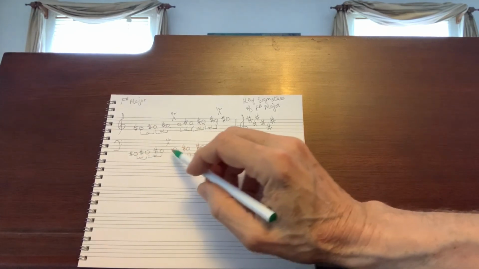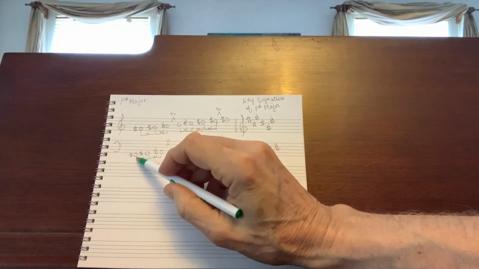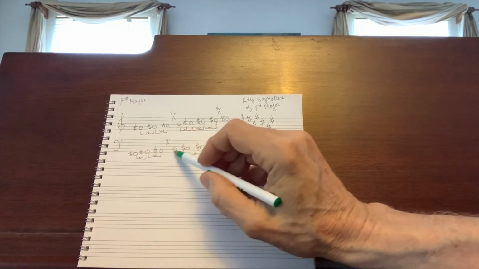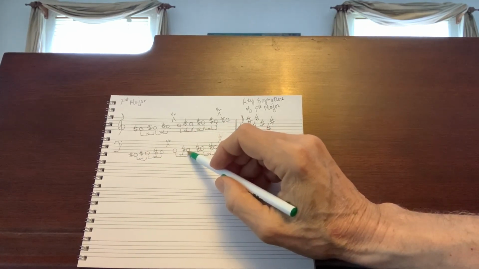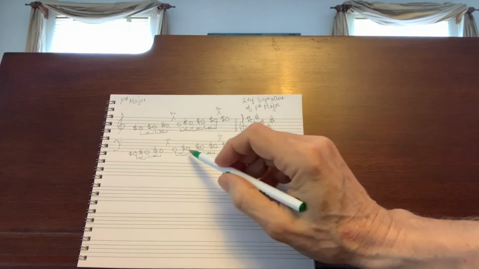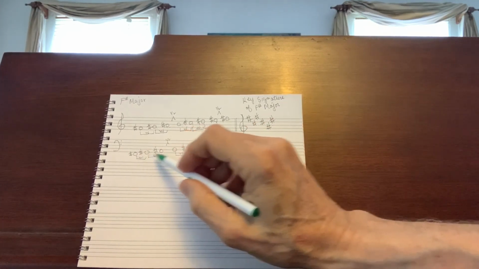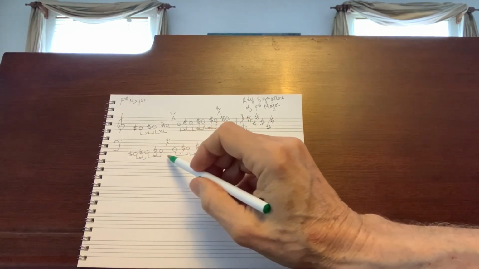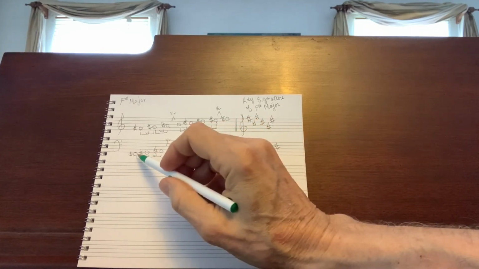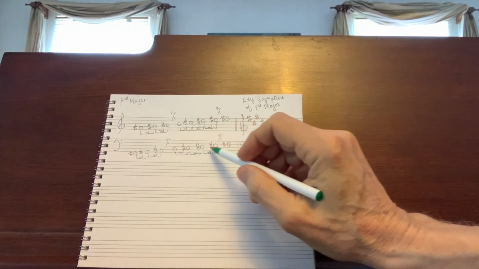Let's start with the first 4 without sharps. F, G, A, B. Again, F, G, A, B. Fast. Good. Start on C, C, D, E, F. Faster. Let's go from F to C, F, G, A, B, C. Let's go right up. F, G, A, B, C, D, E, F, faster. Good.